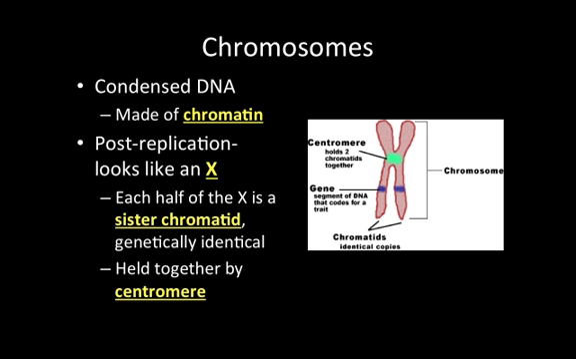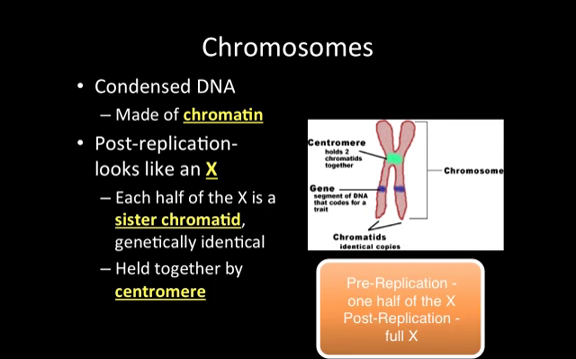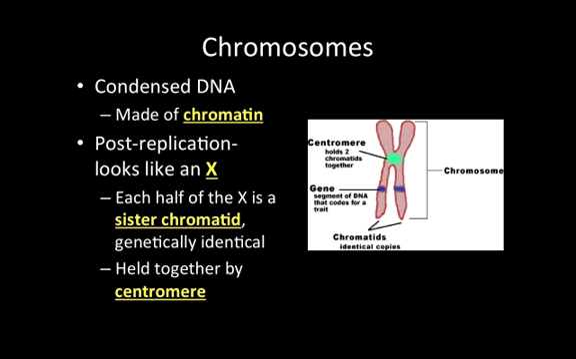Now, we have to understand that in order for the cell to divide, DNA has to replicate. So after replication, the cell looks like an X. It looks like the picture that you have on the right. Those are two chromatids. Each chromatid has identical genetic information. So there are two of those chromatids there with identical genetic information. Each half of the chromosome is also known as a sister chromatid because they're genetically identical, and they're held together in the center by a centromere.